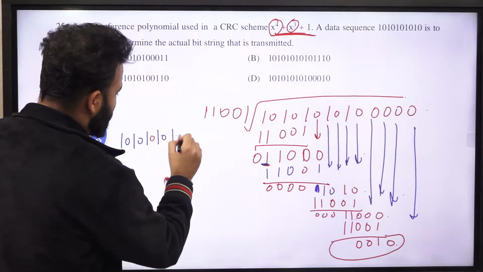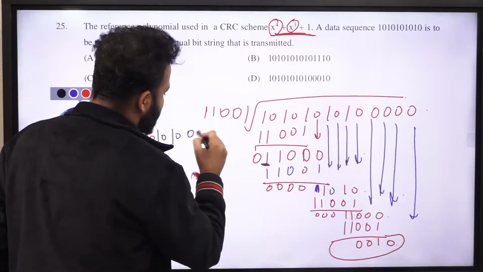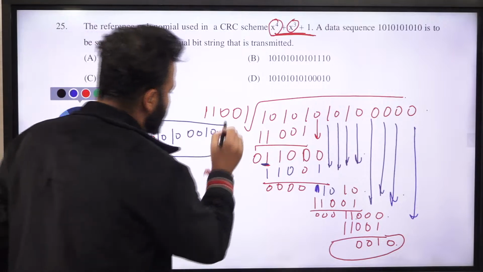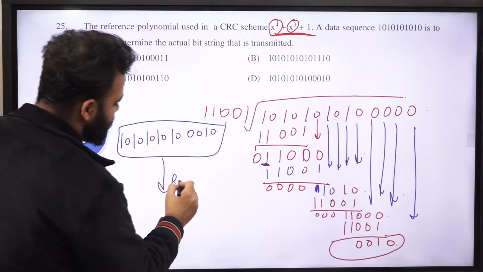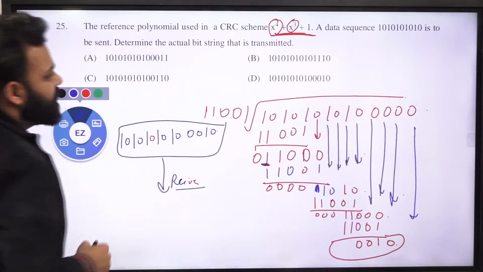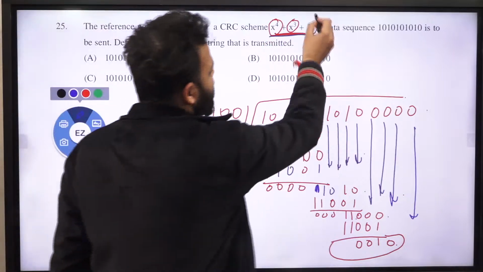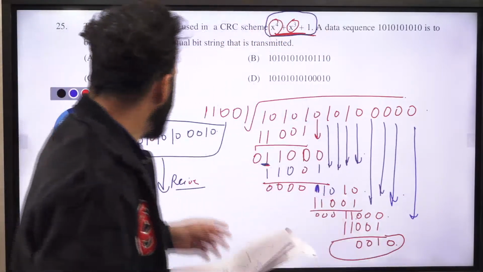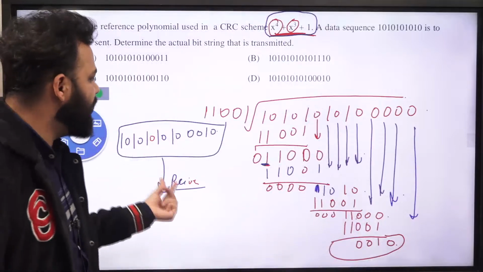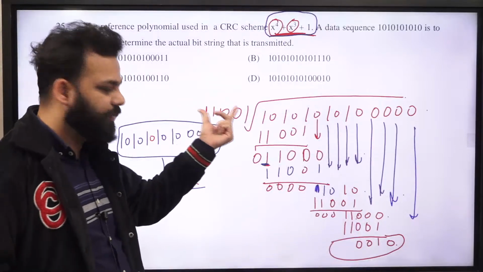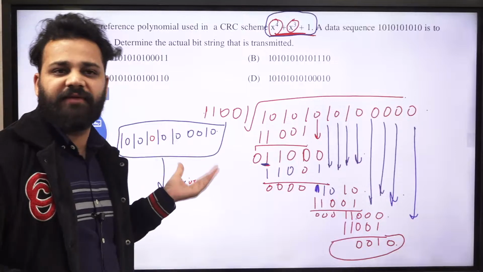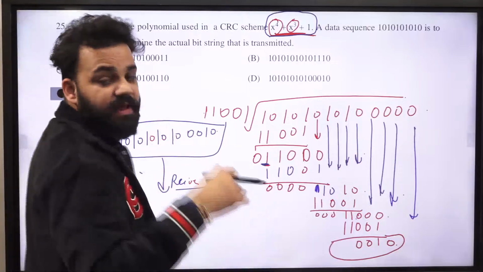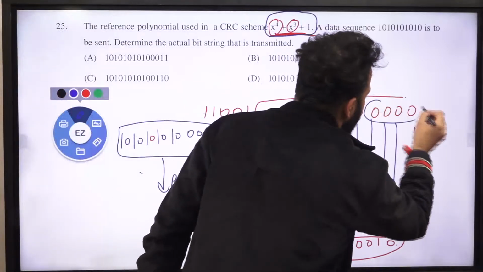So 5 times 1 0. We will put the CRC with it, the computed CRC, and we will send it to the receiver. Now receiver will do what? This polynomial, this CRC scheme will be known to both sender and receiver. So if the data is not corrupted and you apply the XOR with this CRC on the data that we have sent, it will again in the end give you the padding of 4 bits.